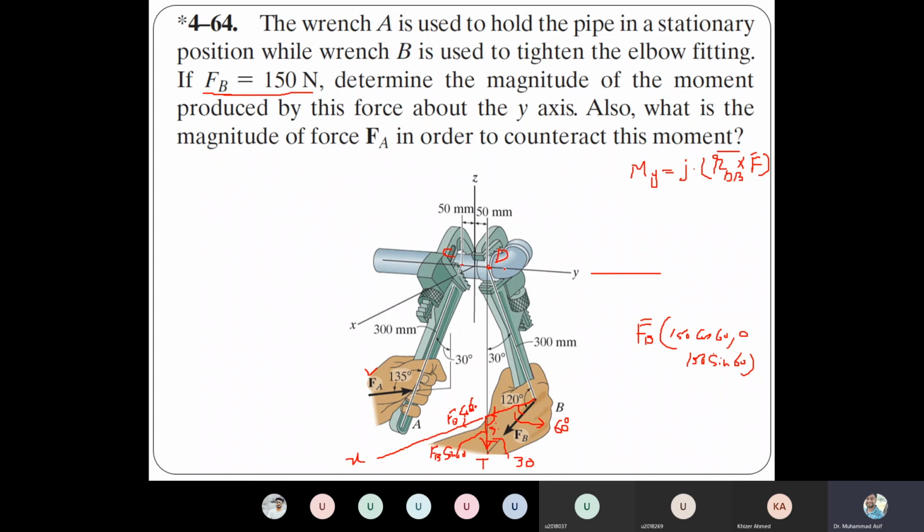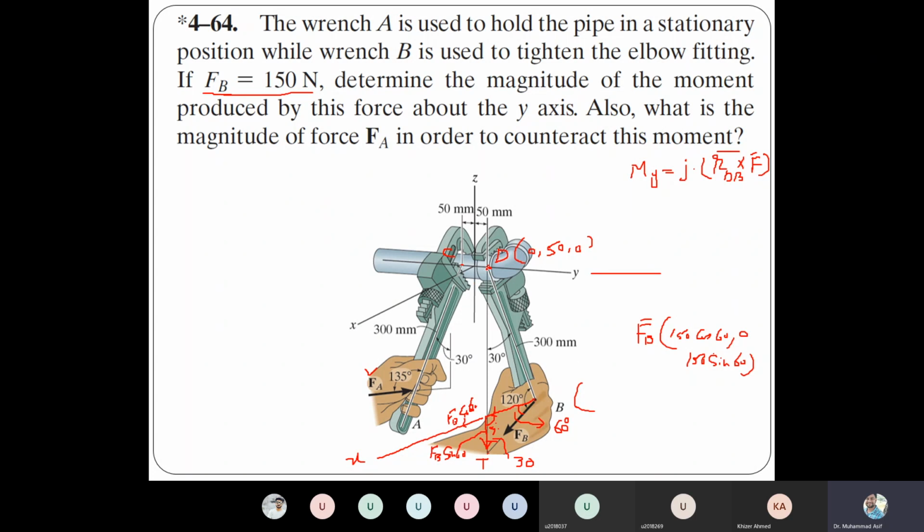For RdB we need the coordinates of D and the coordinates of B. So how can we get them? What are the coordinates of D? 0, 50, 0. Yeah, that's right. 0, 50, and 0. And what are the coordinates of B?